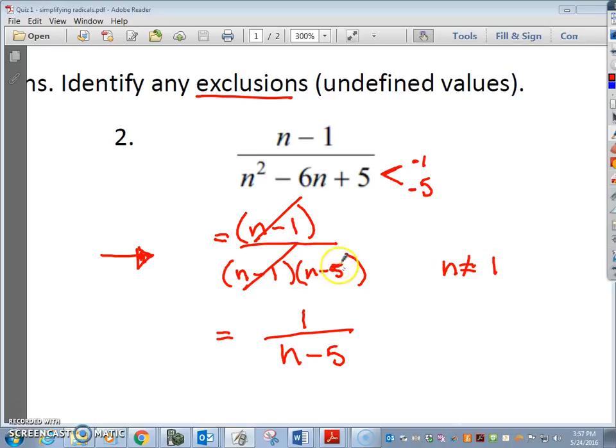And what would I plug in right here that would make it mess up? A 5. So again, you would just solve for this one, n minus 5. If we plug in a 5, that's bad. So this is your reduced rational expression. These are your exclusions, and that's it.